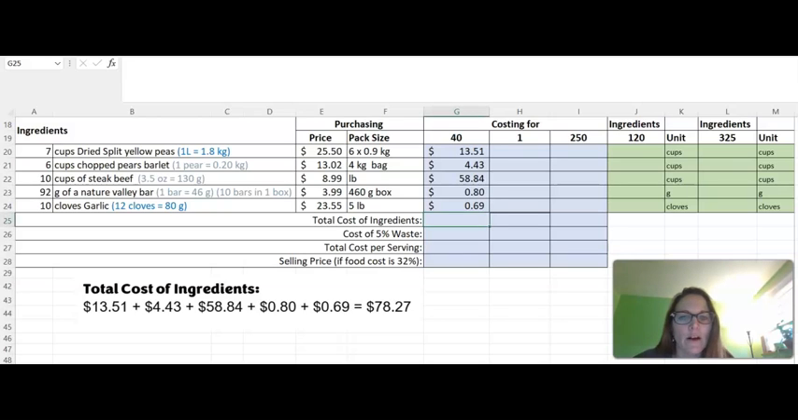To calculate the total cost of ingredients in Excel, we can use the auto sum. So if we select that, we have to make sure that the right cells are selected. So we want the $13.51 all the way down to 69 cents.